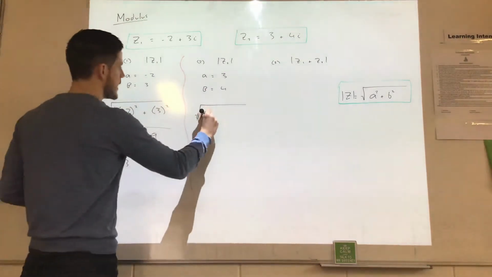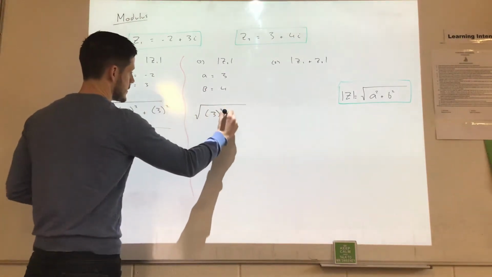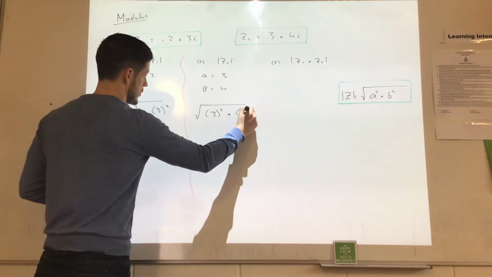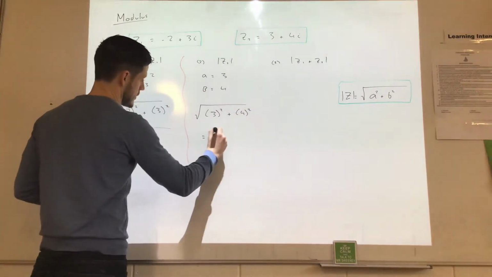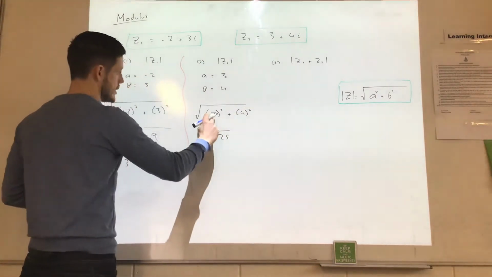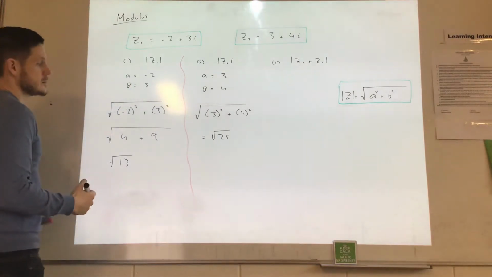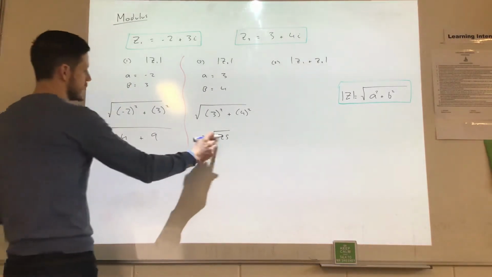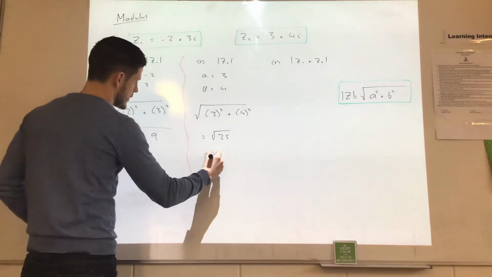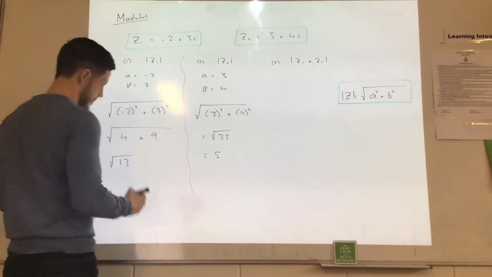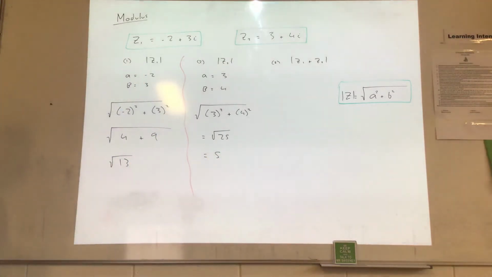So again, I go 3 squared plus 4 squared is equal to the square root of 25, so that's going to be 9 plus 16. And the square root of 25, that's just the surd form. But to put it into a real number, we know that the square root of 25 is 5, because 5 times 5 gives us 25.